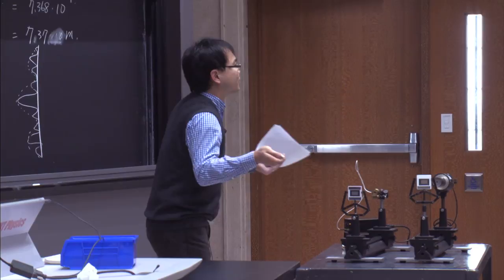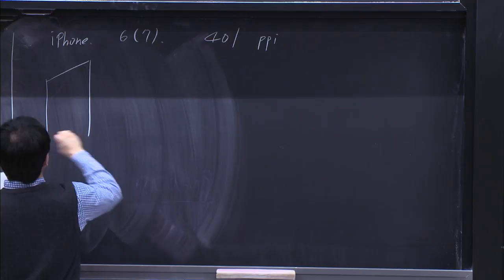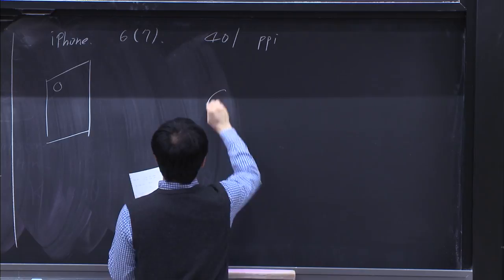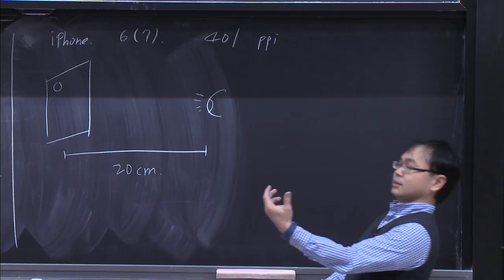So what is the delta x? If I have a phone, okay, it has a camera there, that is my phone. And this is my eye. Looks like an eye, right? The distance is 20 centimeter, right? I do this, which is unusual, all right?